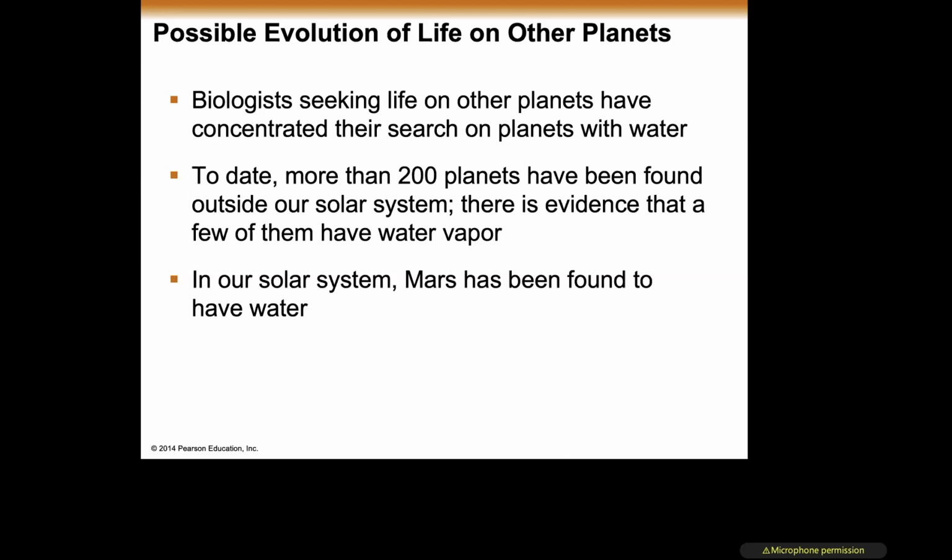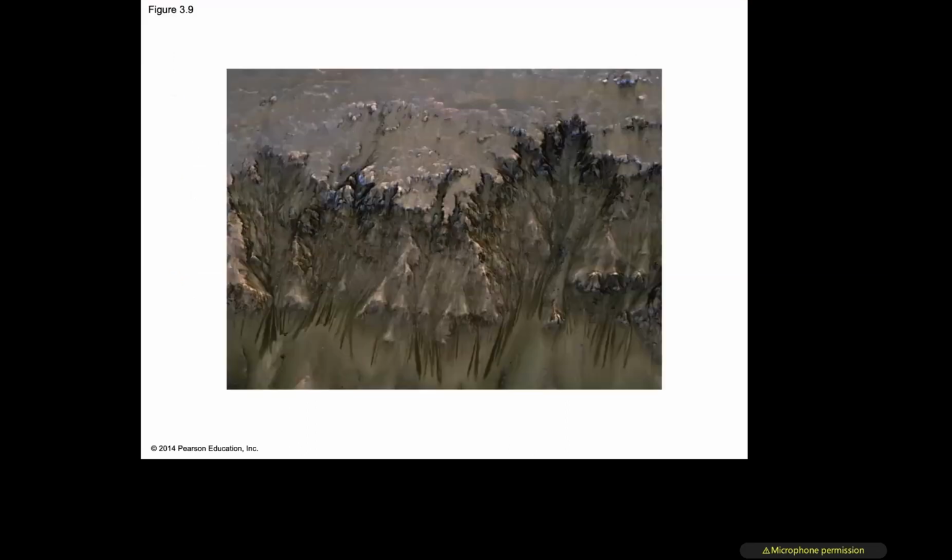In our solar system, Mars has been found to have water. You can see here there's some actual ice in the ground on Mars. You can also see remnants of water flow in the actual geographical structure of Mars itself.